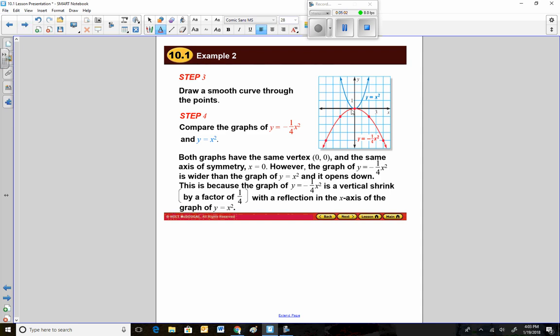Now notice the red parabola is the negative 1/4 x squared. Here's the parent graph, the blue one. The negative caused it to flip over the x-axis, and the 1/4 caused it to shrink. It gets nice and wide. All right. A lot like our lines that we did and our exponentials that we did.